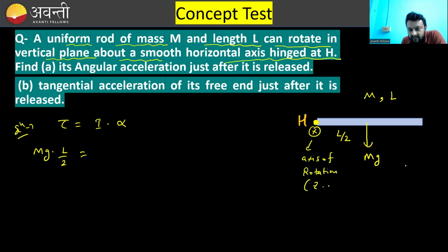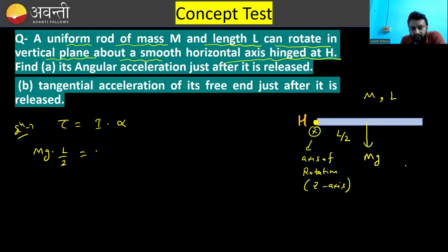In which axis? Z axis. So moment of inertia, you have learned about the center. The moment of inertia of the rod is ml square by 12. And we have also calculated moment of inertia about the end point, and that was ml square by 3. You need to remember those things.